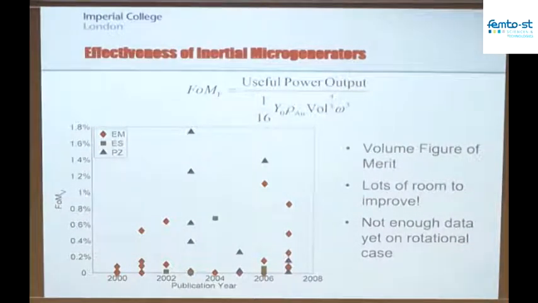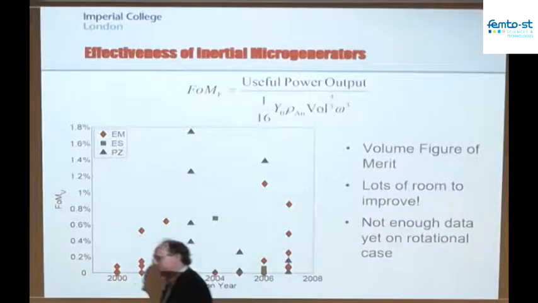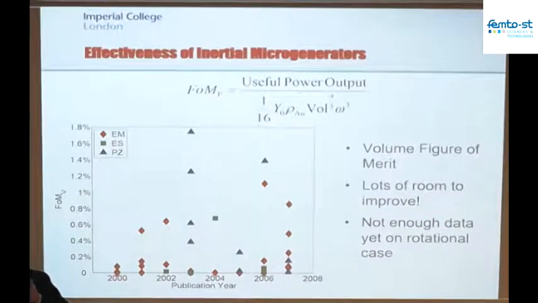It's very simple. Ultimately, what we're trying to achieve here is a figure that tells you the useful power output of your particular design and implementation of harvester divided by the maximum possible power you could have achieved under those operating conditions with that particular size of harvester. That's ultimately the best you can do.